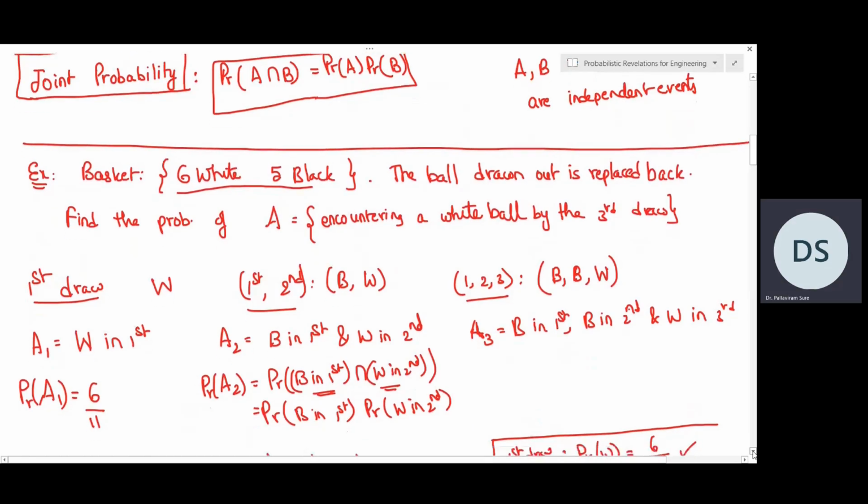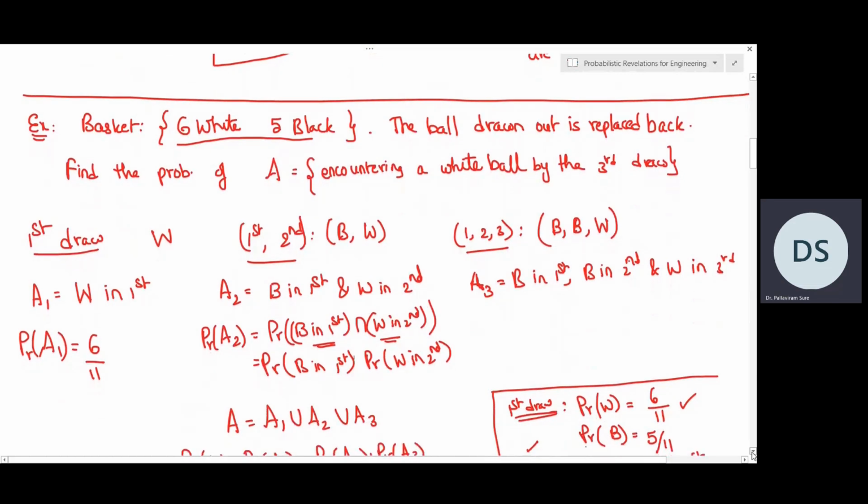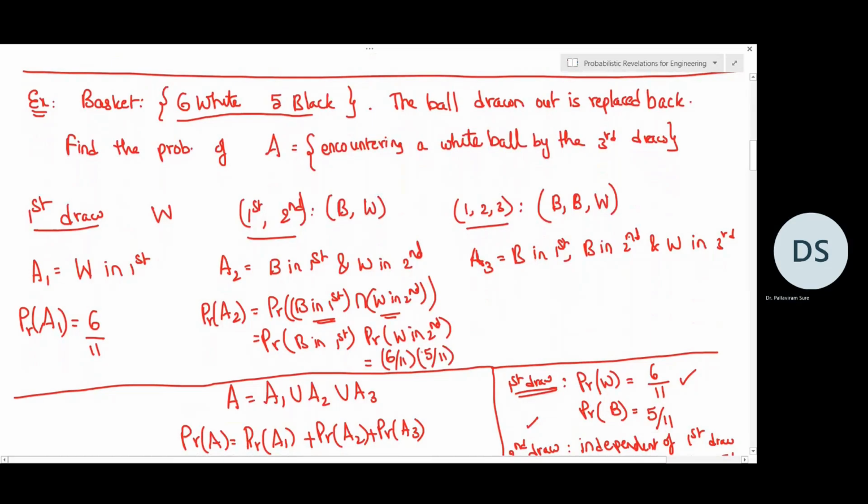So hence the answer will be, black probability is 5 by 11 and white probability is 6 by 11. So hence this answer will be equal to 6 by 11 multiplied by 5 by 11. So actually it is 5 by 11 multiplied by 6 by 11. So this is for the A2 event.